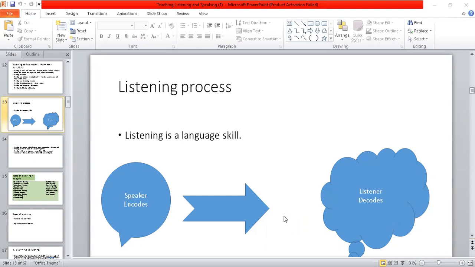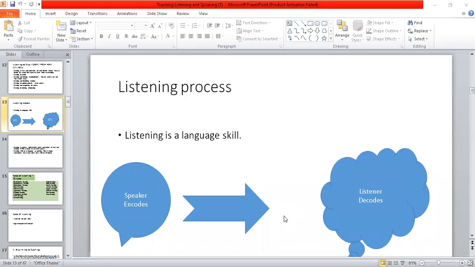Right. So we can see that listening is a process, just like language, listening is a process. And listening is also a language skill. We just came to that conclusion. How many skills are there in the language? Four skills. What are they? Listening, speaking, reading, and writing.